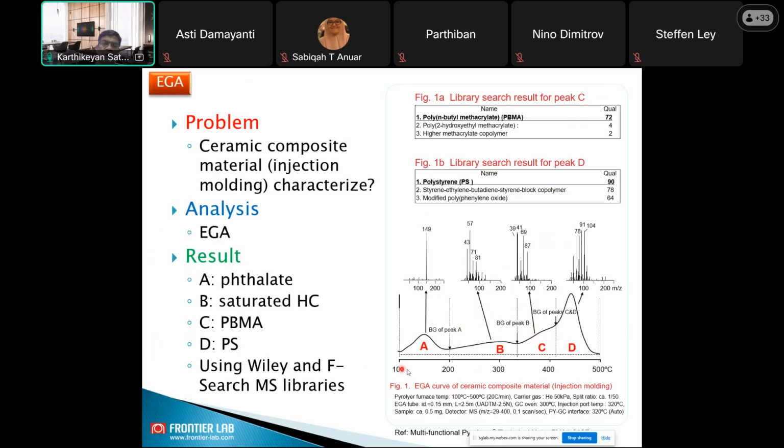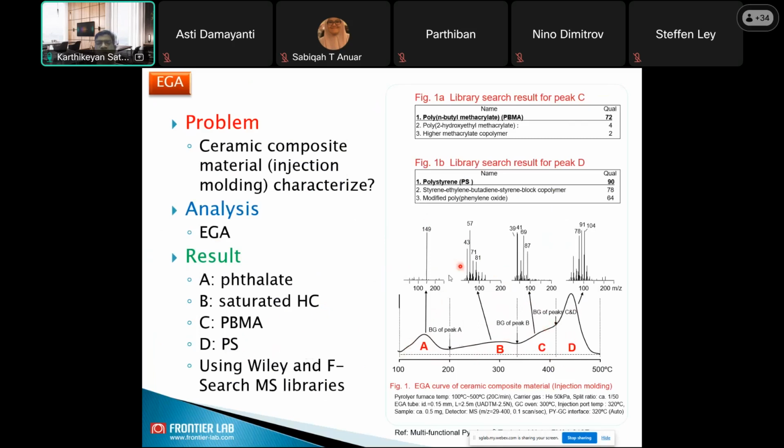Okay, in this case, from the first peak, we can see the presence of phthalates, based on this ion. Secondly, the second hump is in zone B, which shows the presence of saturated hydrocarbons. The third one is actually polybutyl methacrylate. As I said, above 350, mostly it will show the chemicals related to polymers. So the fourth peak basically indicates the presence of polystyrene.